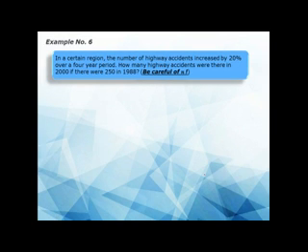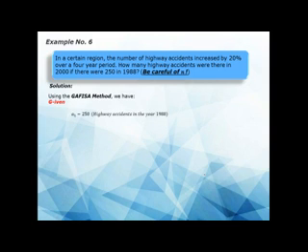Now, our last example is this one. In a certain region, the number of highway accidents increased by 20% over a 4-year period. Now, how many highway accidents were there in 2000 if there were 250 in 1988? Now, be careful with N. So, using still the same method, we have the given A sub 1 is equal to 250, which is the number of highway accidents in the year 1988.